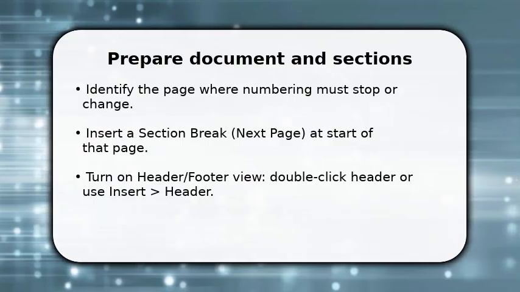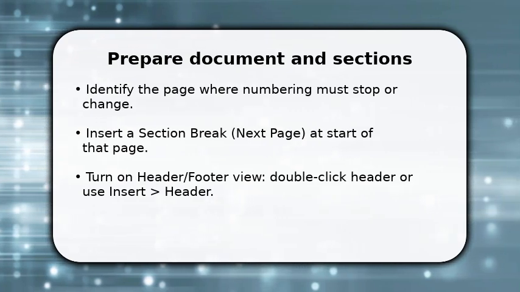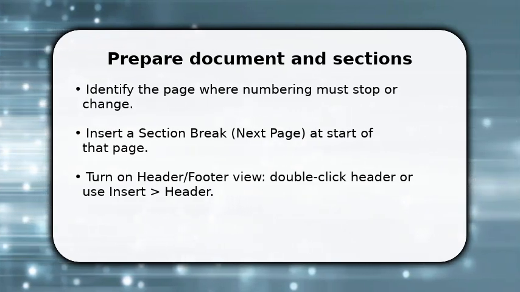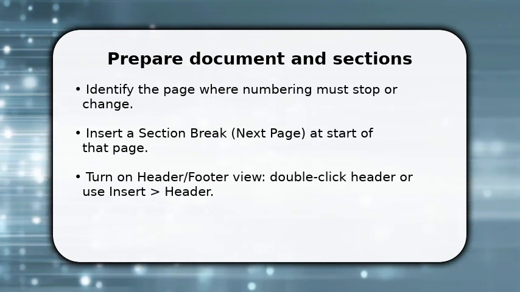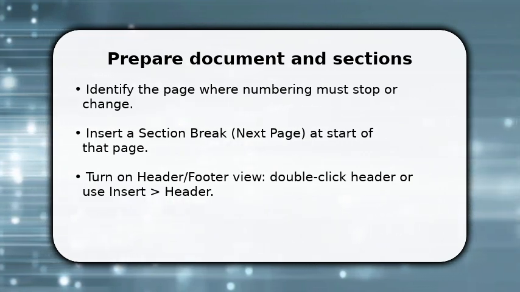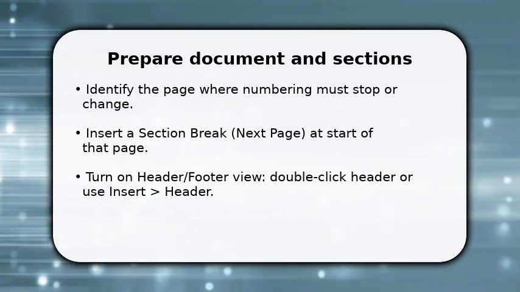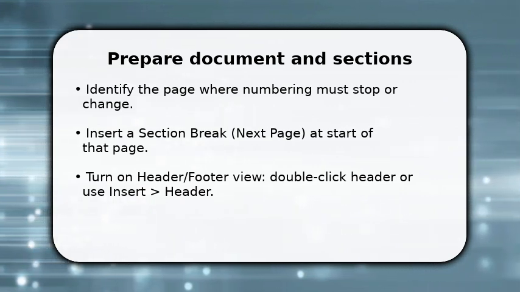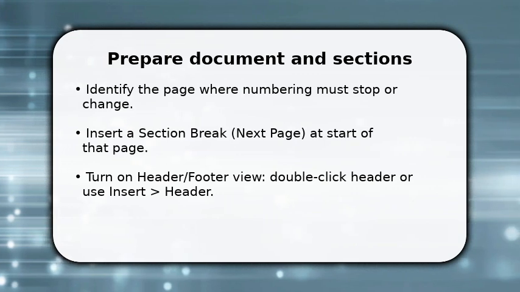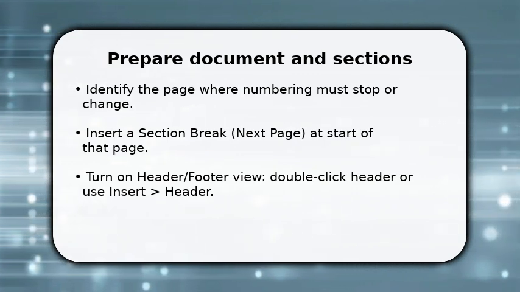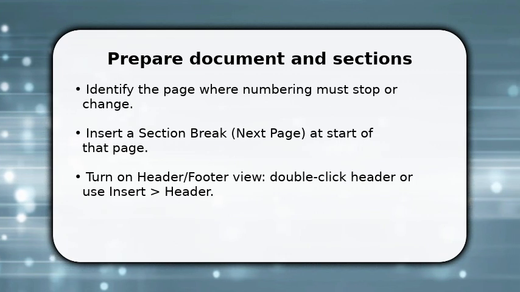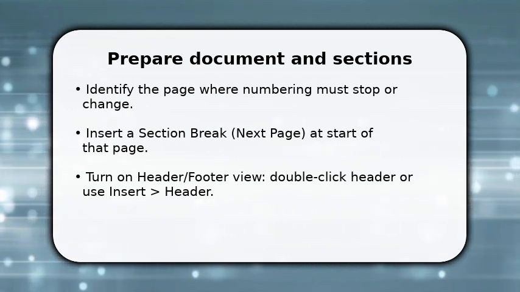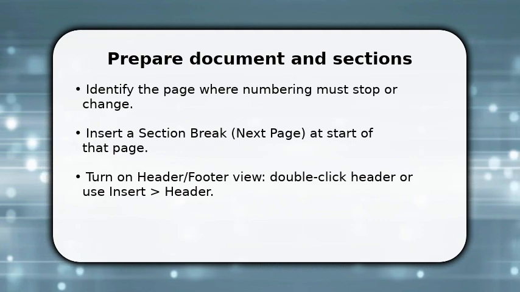You begin by creating an independent section for the page where page numbers will change or stop. First, go to the end of the previous page and insert a section break, Next Page. Once done, double-click the header or footer area on the target page to open Header and Footer tools. You need this separate section because Word links headers/footers across sections. Breaking that link is essential so you can modify or remove page numbers without affecting earlier pages.